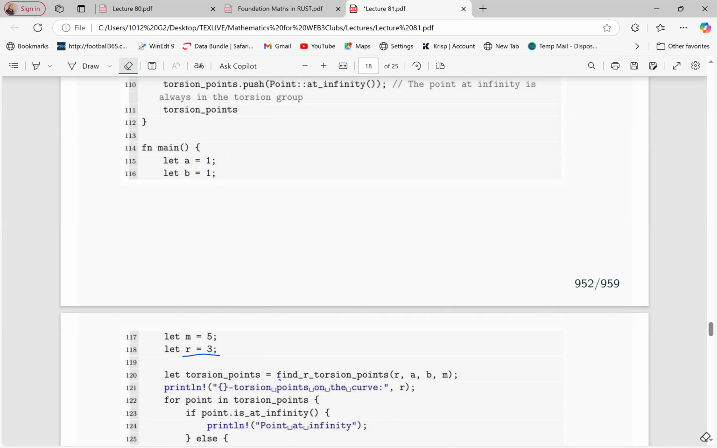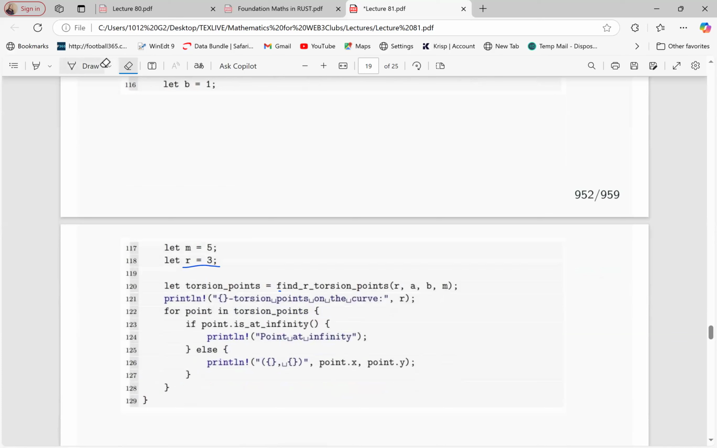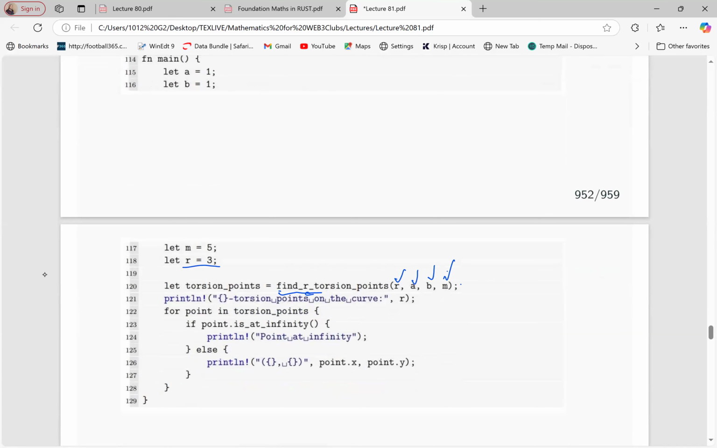Now, it calls on find R torsion points. It gives that function the parameters: it gives it R, A, B and M, and then tells it, give me the R torsion points. And the function proceeds the way it has been told to do. Once find R torsion points replies with the torsion points, this will then print the torsion points on that curve.